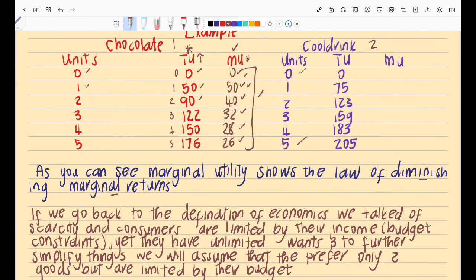So remember, we said that we are simplifying things, and we are saying you're just focusing on the consumption of two goods. We talked about chocolates. Now we're talking about cold drink. You do the same calculation just to emphasize how it's done. I'm just going to calculate the marginal utility for cold drink as well. It's going to be 0. 75 minus 0, I have 75. 123 minus 75, I have 48. 159 minus 123, I have 36. 183 minus 159, I have 24. And then 205 minus 183, I have 22.